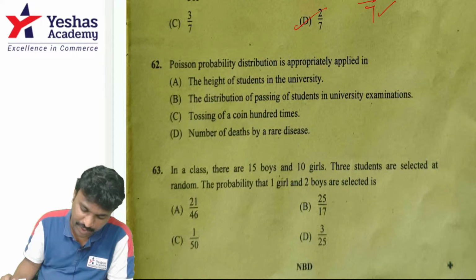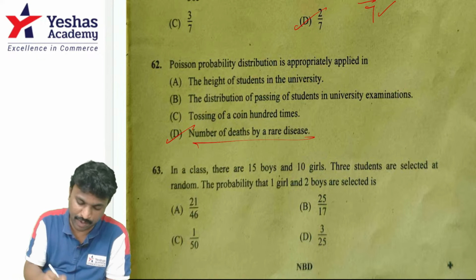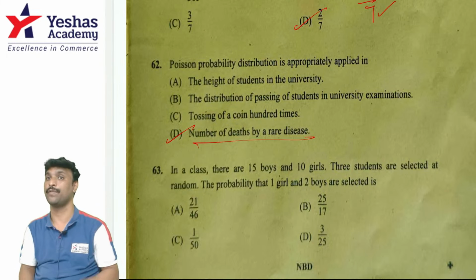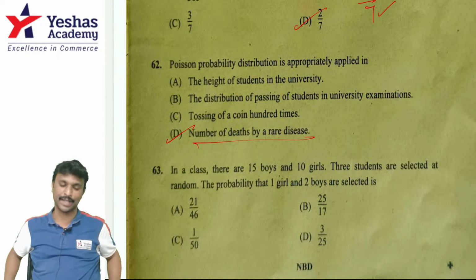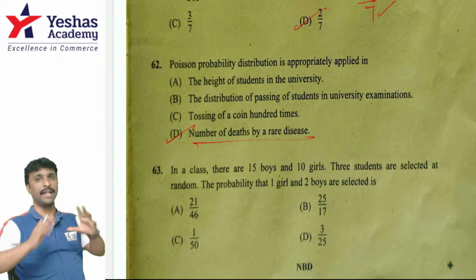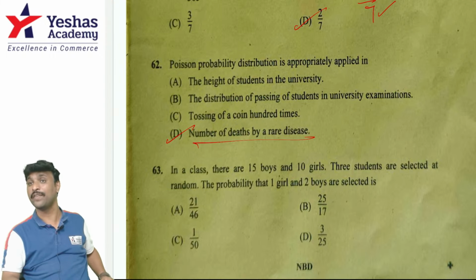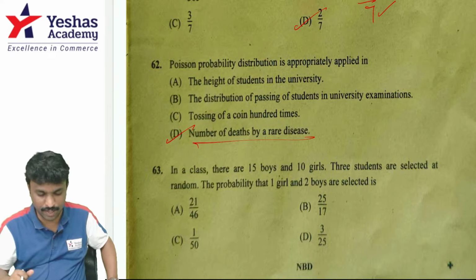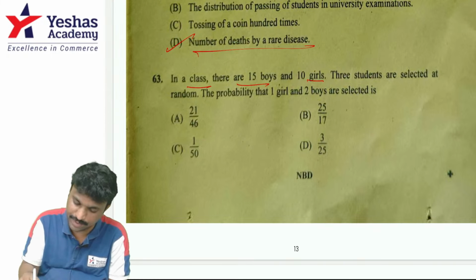Poisson probability distribution is appropriately applied in... Look at this: number of deaths by a rare disease, where the probability of death is very, very less when you take a number of people suffering from it. So obviously, it is option D. A rare disease itself means that in a large population, the number of people getting affected is very, very less. So the probability of success is very, very less. Whenever the probability of success is very, very less, there we use the Poisson distribution.